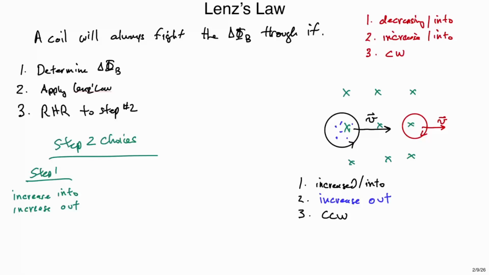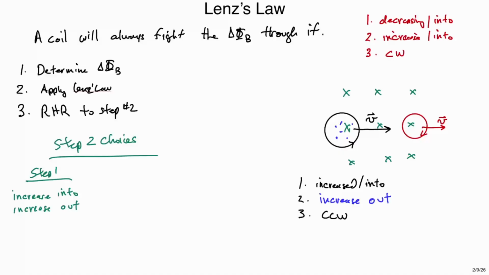It can be left or right, it can be up or down. But the point is it's going to be one or the other. It's going to be pairs of opposites. So we'll just leave it as into or out. But sometimes the way they're drawing the picture will change. But those are two possibilities already: increase into or increase out.